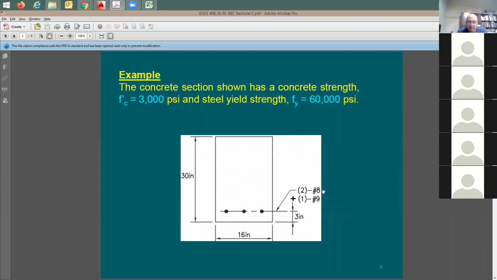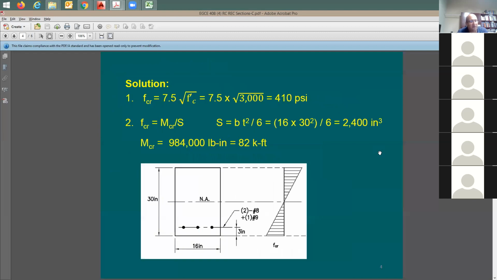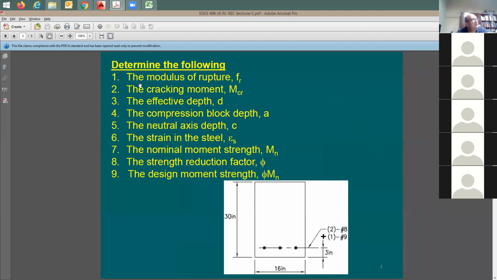So 2 number 8 rebars, if you recall, are going to be 0.79 square inches each, and number 9 is going to be 1 square inch. I should be able to find this A sub S easily. It says here concrete strength is going to be 3,000, and yield strength is going to be 60,000 psi. So what are you looking for? Of course, it's going to be M sub n, right? It says here determine the following. This is going to be in the second slide. I'd like you to have a complete analysis of this beam section. What's the cracking moment? Anyone recall this M sub cr? Anyone recall the equation for it?